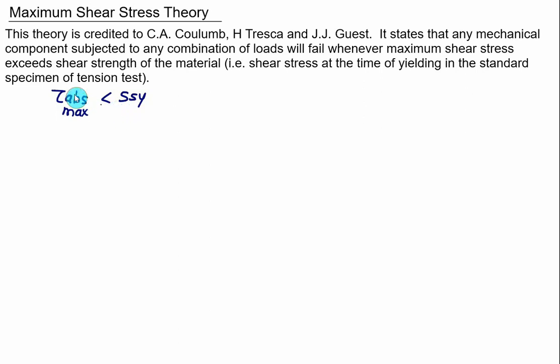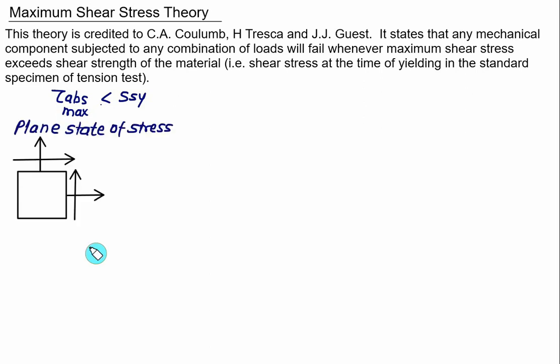Now how to calculate the value of tau absolute maximum, that concept we have also done by considering the plane state of stress and finding the value of two principal stresses sigma A and sigma B, and one principal stress we will assign equal to 0, and arrange them in the order of sigma 1 greater than or equal to sigma 2 greater than or equal to sigma 3.